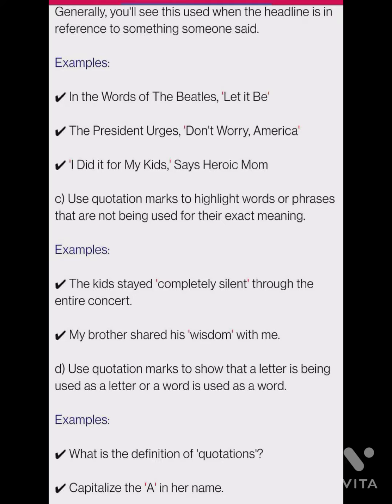Using quotation marks to highlight words or phrases that are not being used for their exact names. That is also how we use a single quotation. I'll also mention a few examples below. And using quotation marks to show that a letter is being used as a letter, or a word is used as a word. Okay, so this is how we use single quotation marks.